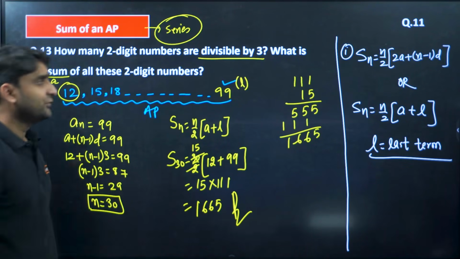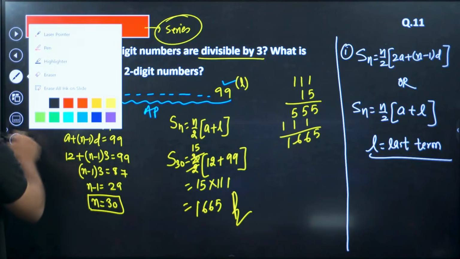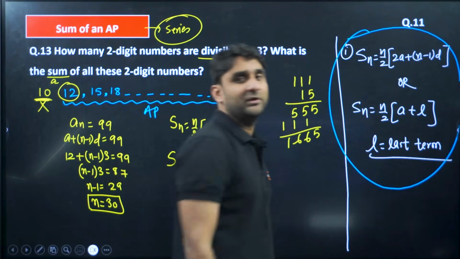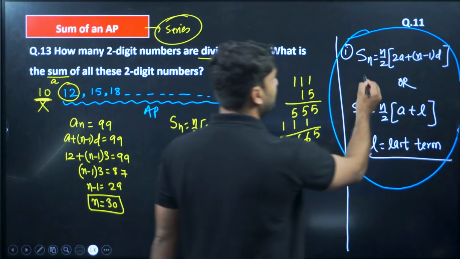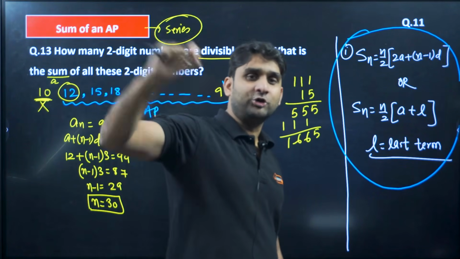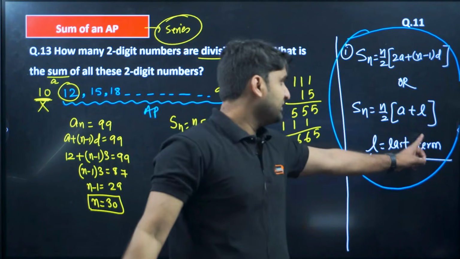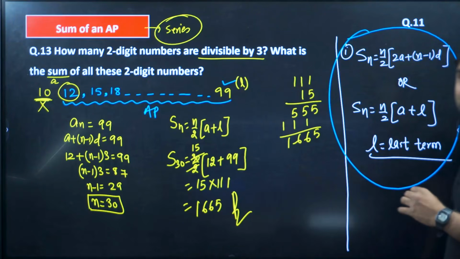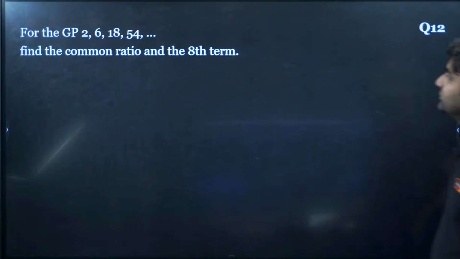Clear everyone? So you have two formulas to find the sum of n terms. This formula will be used when the AP is infinite, with dots at the end, and this formula will be used when the AP is finite. Kindly take a screenshot, guys. Okay, moving to the next.